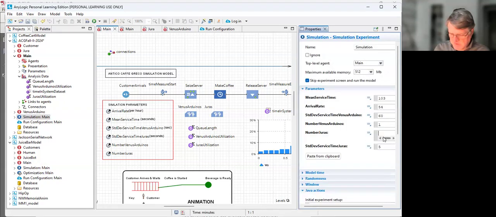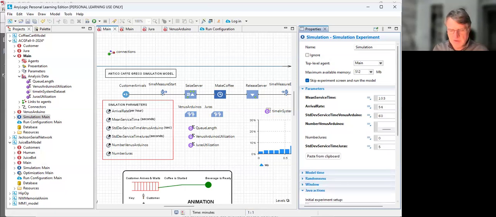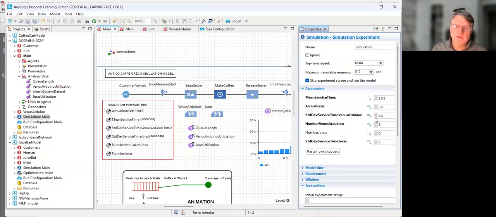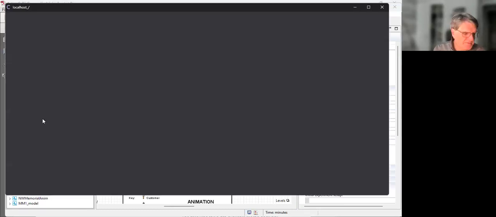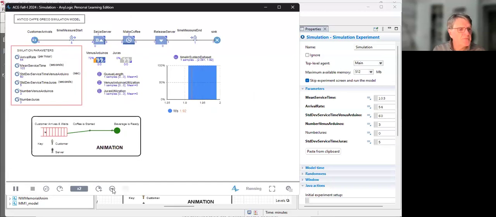Now, here I messed that up. I want to put 3 in here. And I do have 60 seconds as the standard deviation. So these are the basic, trained baristas serving a combined order pool. And we'll run this to see how this goes. Again, you'd want to do multiple runs, average them out, and maybe build a confidence interval. So I'll run it to completion.